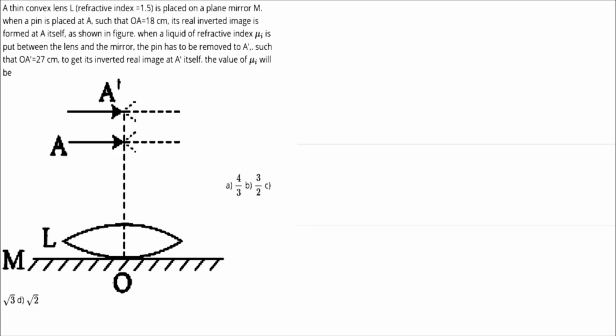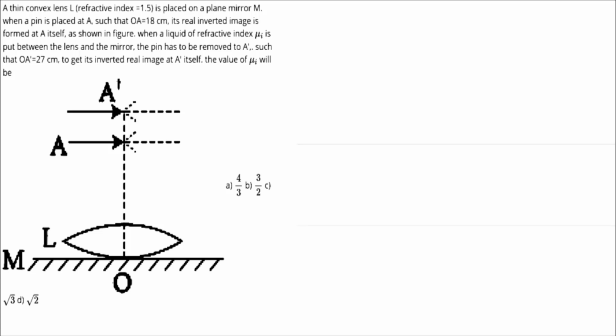Hello students, we are given a question on combination of lens and mirror. In the question we can see that a thin convex lens of refractive index 1.5 is placed on a plane mirror M. When a pin is placed at A such that OA is 18 cm, its real inverted image is formed at A itself, as we can see in the figure.